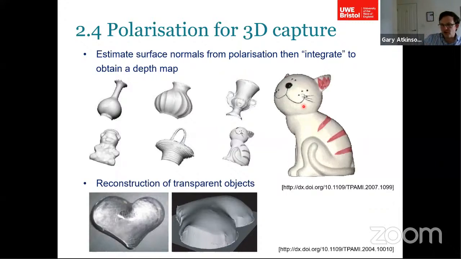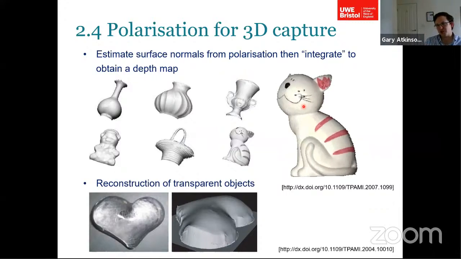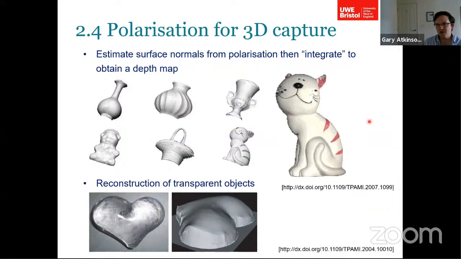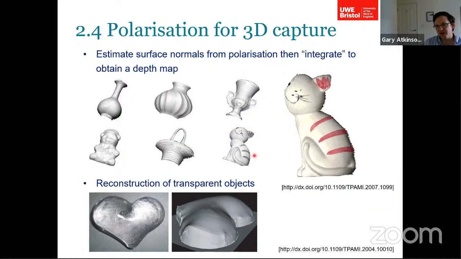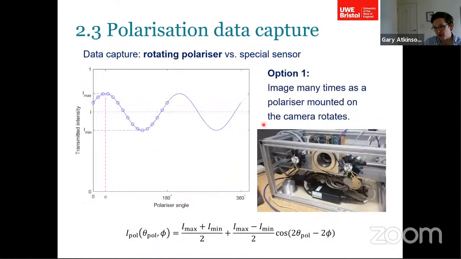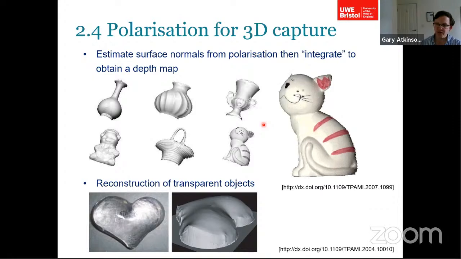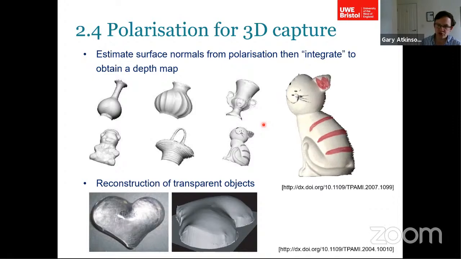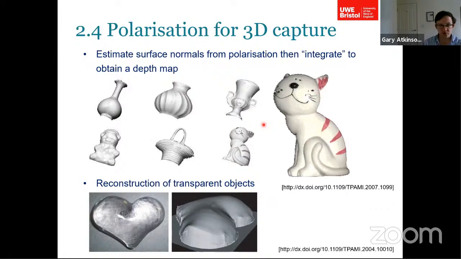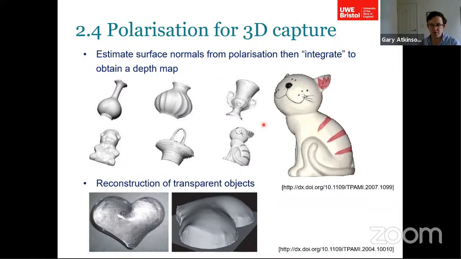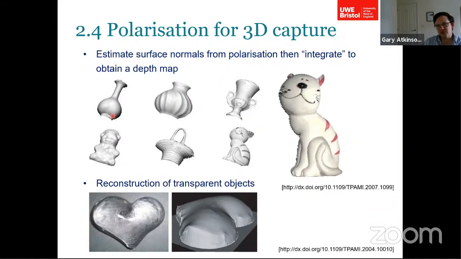So what have we done with this sort of thing? Well, as you can see, we've animated a cat. This is the first work I did in the field. In this case, I took my manual camera, a standard camera with a linear filter on it, and I captured the information at each point. I applied a method from elsewhere in the computer vision literature to convert all of my individual measurements of surface orientations from polarization into a 3D depth map. And these are some of the results I got.